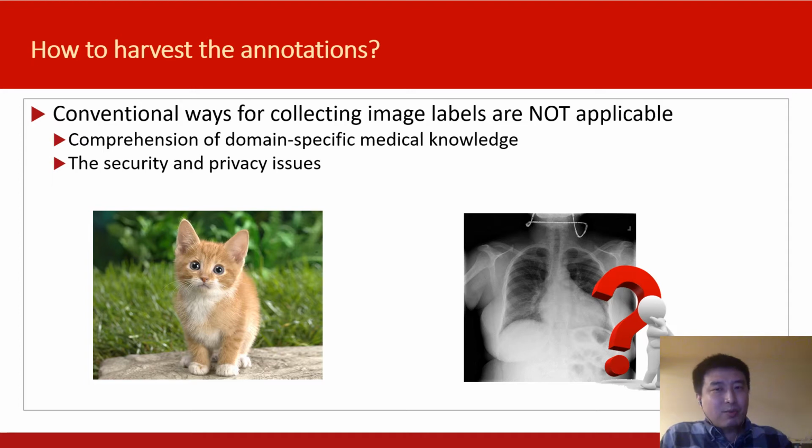What alternative way can we look into? The answer is clinical reports. We know that all medical images have clinical reports that are associated with them. So if we can find a way to extract the information from the clinical reports, then probably we can automatically construct a weakly labeled medical image dataset.